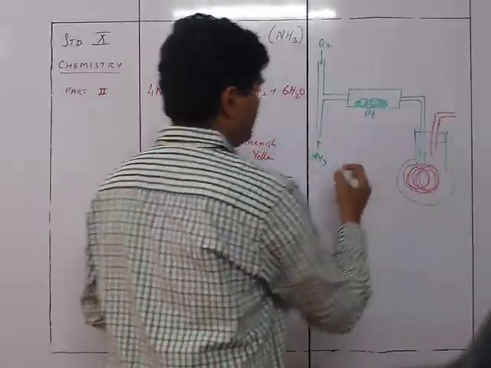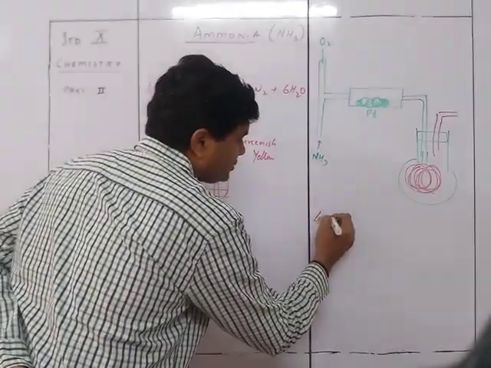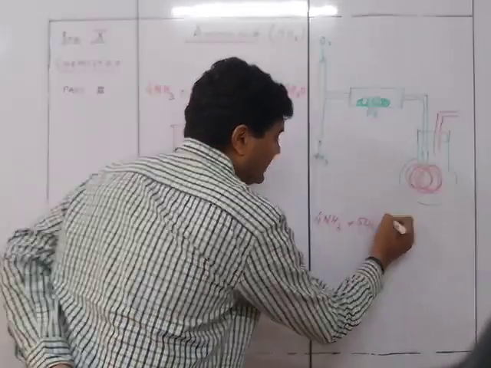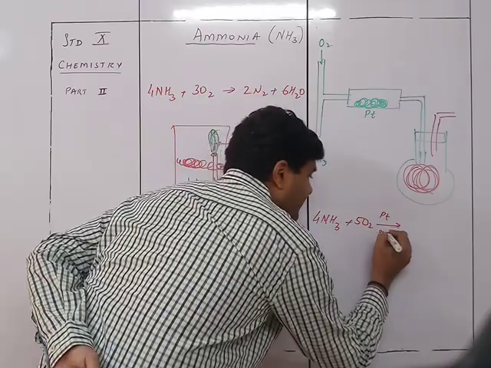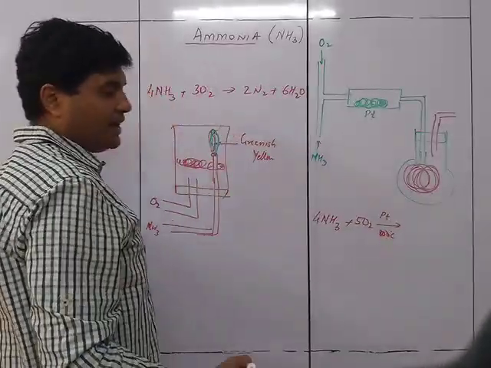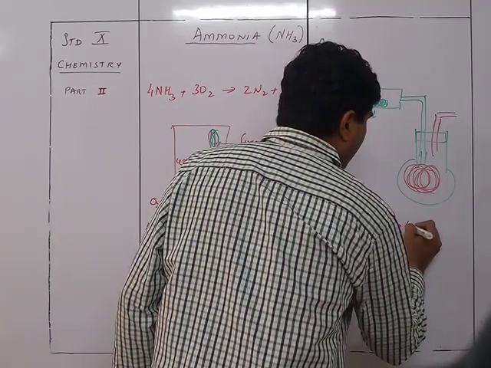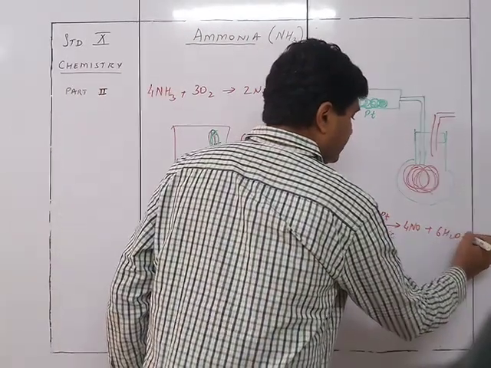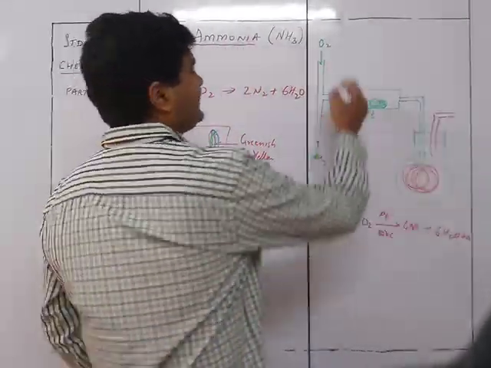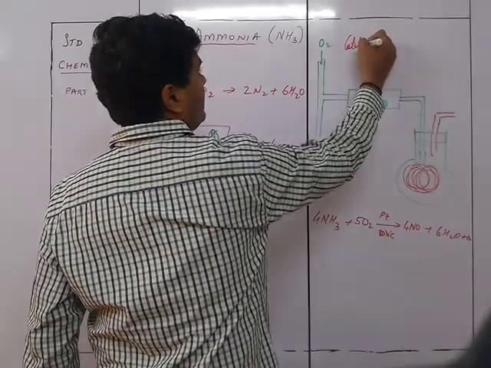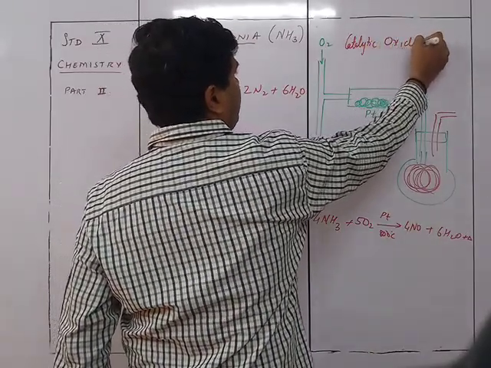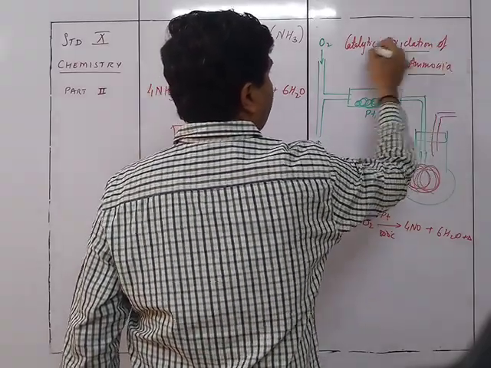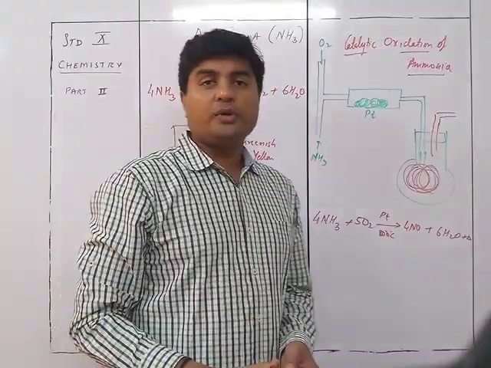So this is the reaction over here: 4NH3 plus 5O2 in the presence of platinum and at a temperature of 800 degrees Celsius. This is catalytic oxidation of ammonia. It gives me 4NO plus 6H2O plus a good amount of heat. So this is called catalytic oxidation of ammonia.